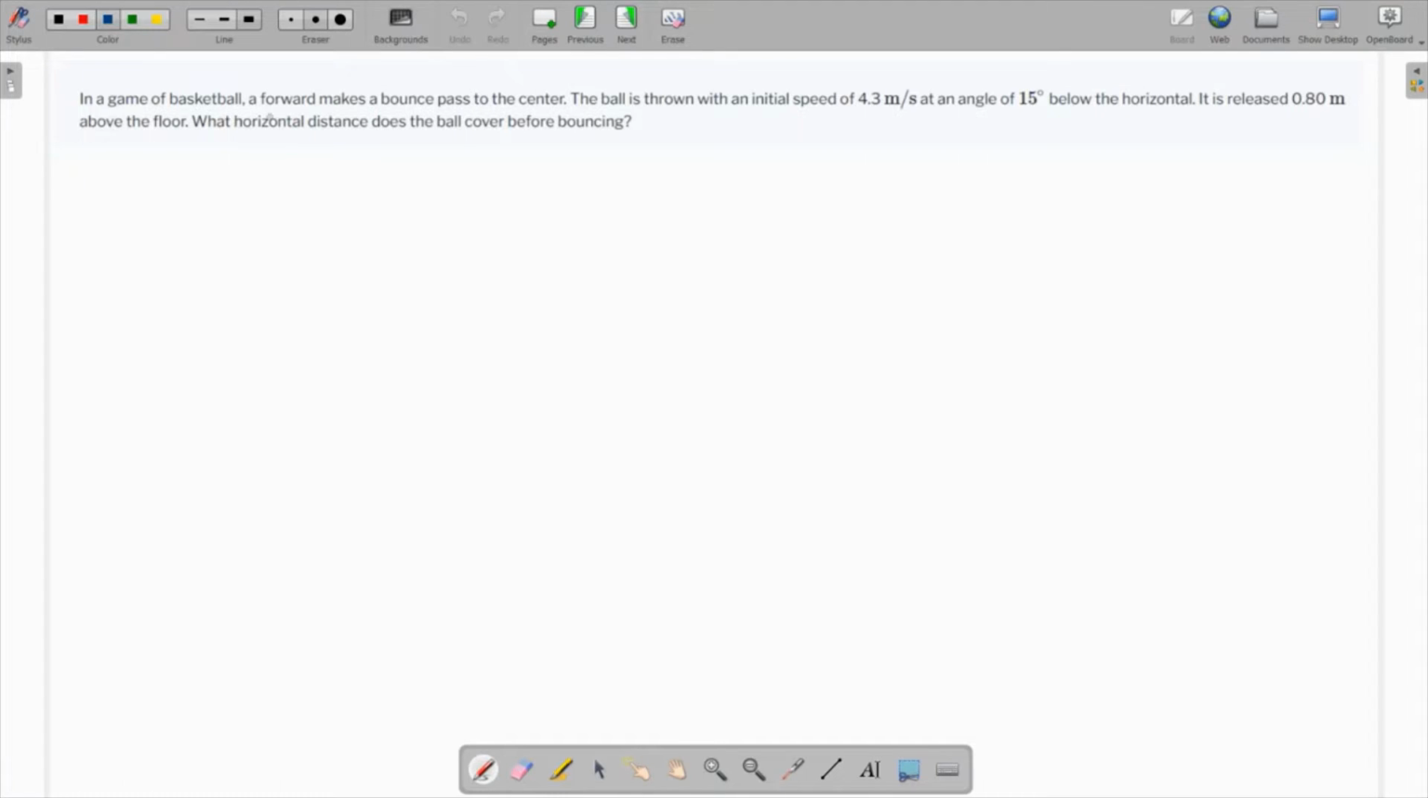This question: in a game of basketball, a forward makes a bounce pass to the center. The ball is thrown with an initial speed of 4.3 meters per second at an angle of 15 degrees below the horizontal. If it is released 0.8 meters above the floor, so 0.8 meters is this, and it is released like this, which is 15 degrees below the horizontal at a speed of 4.3 meters per second.